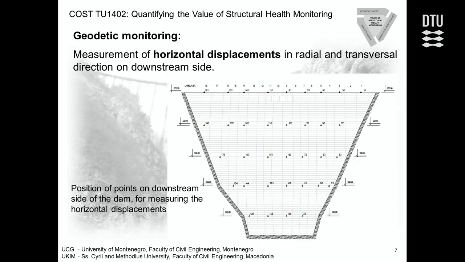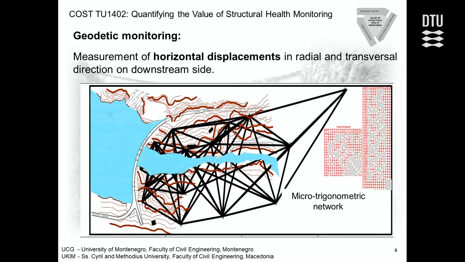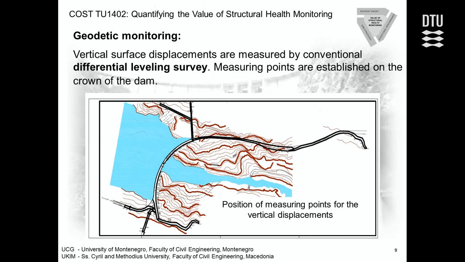On this slide, we have points where the horizontal displacements are measured by using geodetic monitoring methods. And these points are for movements in radial and transversal directions on the downstream side. On this slide, we have the position of the microtriangulation network for measuring the horizontal displacements. And on this slide, we have the points where we have marks for differential leveling survey for vertical displacements of the crown of the dam.